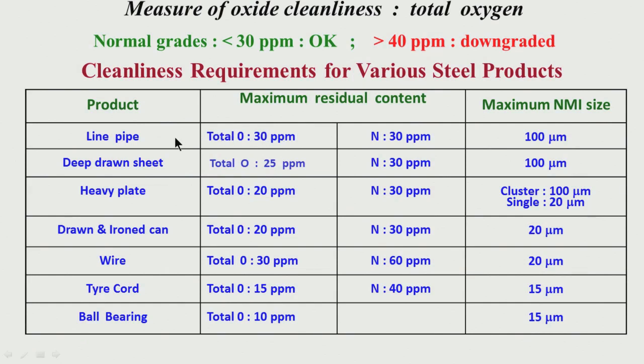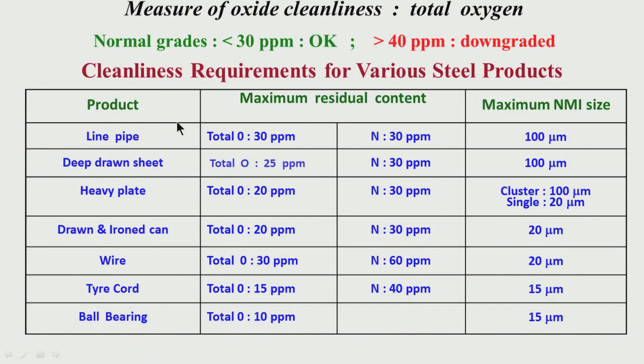So, let us come to an important steel product, line pipe steel. You know, plates of steel which are used for making big pipes for transportation of gas or liquid. So, here only 30 ppm of total oxygen is tolerated, not beyond that. Nitrogen again 30 ppm, not beyond that. Inclusion size maximum 100 micron, beyond that it is not tolerated. So, these are the requirements for line pipe steel.